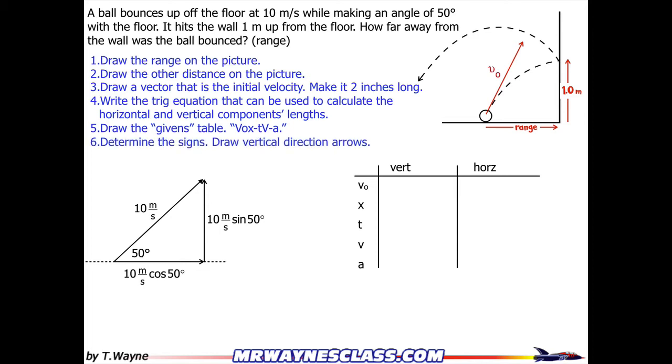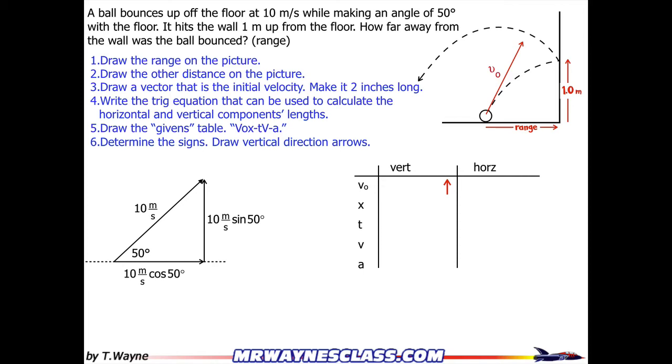Next step, let's determine the signs, and we're going to do that using arrows. So our arrows are going to help us. The first arrow I'm going to draw is the direction of the vertical component of the initial velocity. So look at my triangle on the left. I can see I got 10 meters per second sine 50, and that points up. So that's the vertical velocity, and that's the positive direction. If the vertical velocity aimed downwards, so if something was thrown down, I would draw my arrow down, and that would be the new positive direction. So positive isn't always up, it's whatever direction the initial vertical velocity points.